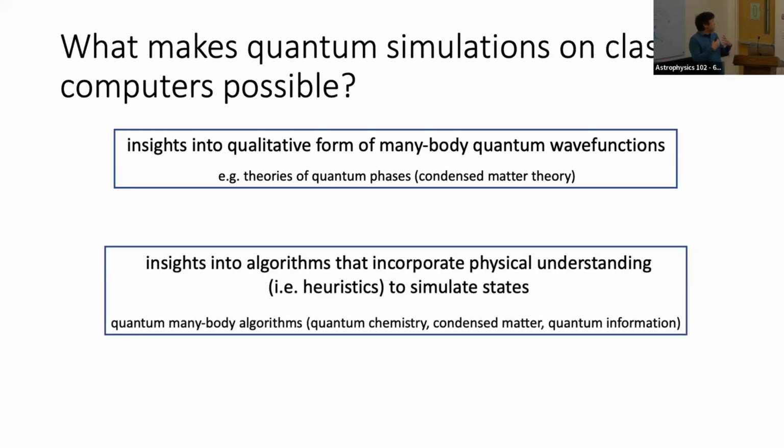Then secondly, and this is more in my domain, based on this qualitative understanding, we can devise algorithms that use this information to do quantitative simulations. And these algorithms, I usually call them heuristics because they make assumptions. They're assumptions that come from your knowledge of the natural world. But with these assumptions, the problem is not so hard.